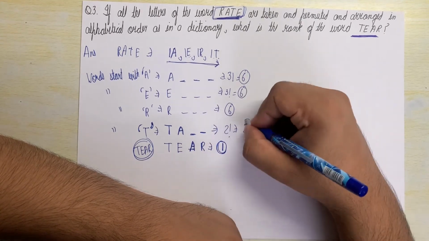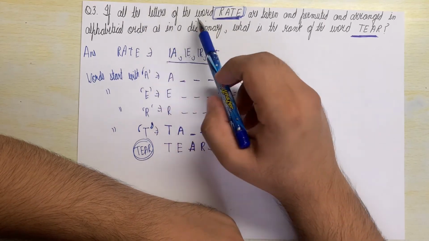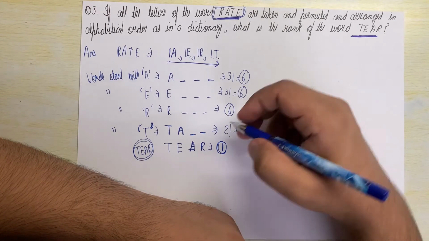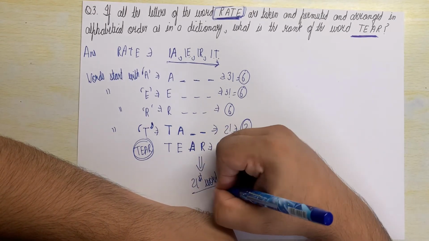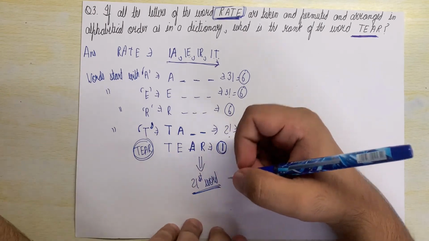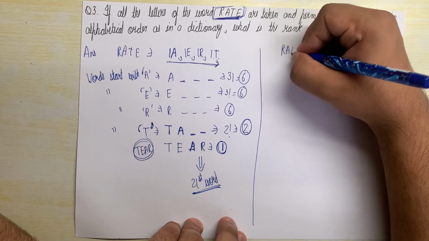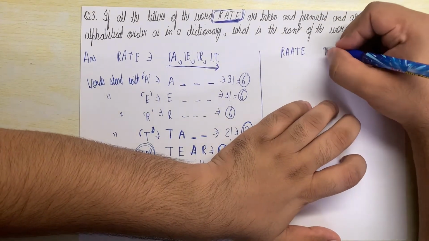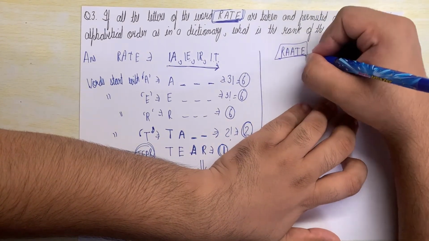So the rank of the word TEAR among all the words that are formed by the letters of the word RATE would be 6 plus 6 plus 6 plus 2 plus 1. So that would be the 21st word. I hope this was clear. Now let us try to solve a difficult version of the same problem. Let us take the word TREAT and try to find the rank of the word TREAT. So note here we have repeating letters.